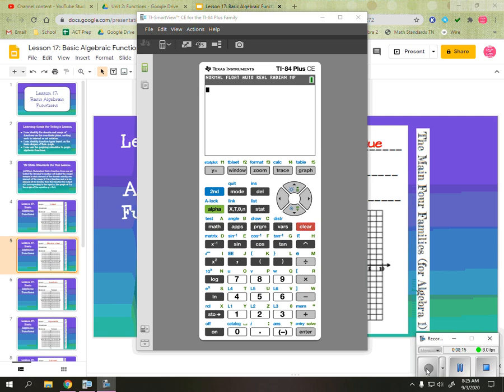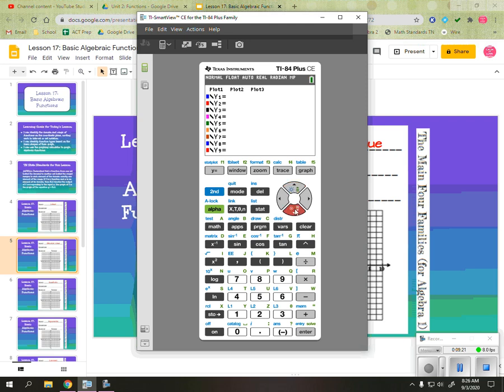So in order to graph things on a graphing calculator, you need to use the y equals button. This button is always the button that you use when you graph. All right, so I'm going to hit y equals, and that pulls up, I think it's 9, oh, there's 10 different graphs that I can make all at once.